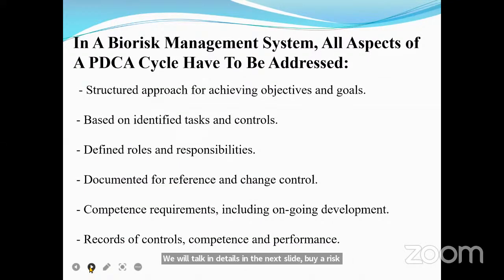In a biorisk management system, all aspects of the PDCA cycle have to be addressed through a structured approach for achieving objectives and goals, based on identified tasks and controls, defined roles and responsibilities, documentation for reference and change control, competence requirements including ongoing development, records of control and how to protect those records, competency and performance.